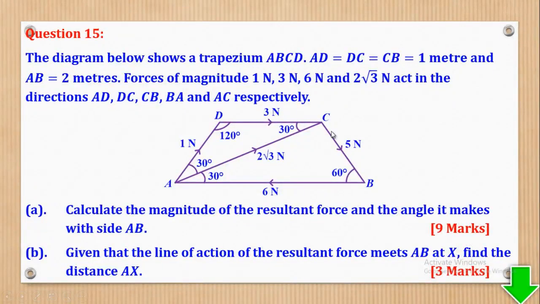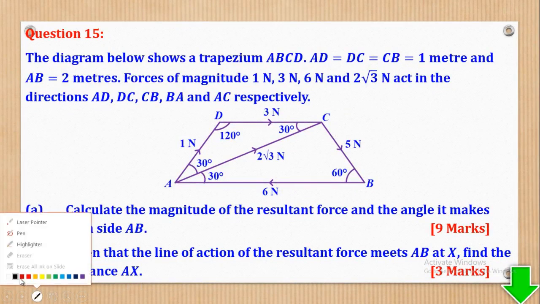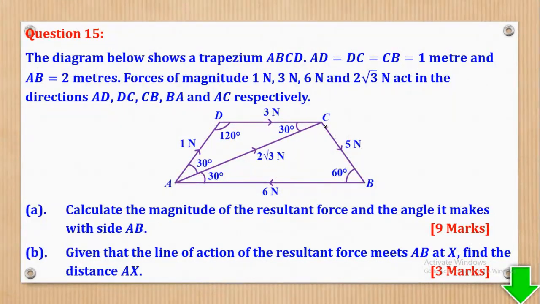Then when you go to the 5 Newton force, horizontally it moves to the right and vertically it moves downwards. What does that mean? It means that horizontally it is positive and vertically it is negative. After finding out the signs, you have to resolve. Resolving horizontally, it will be 5 cos 60 degrees, and it is positive. Then resolving vertically, it will be 5 sin 60 degrees, and it is negative. So that is where this is coming from.